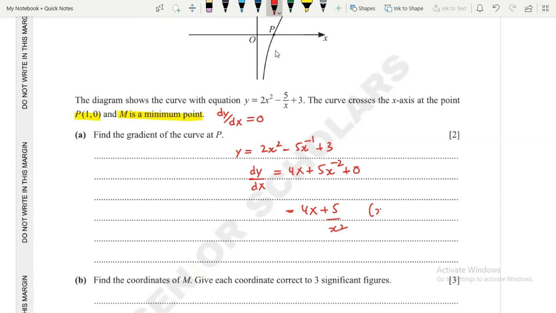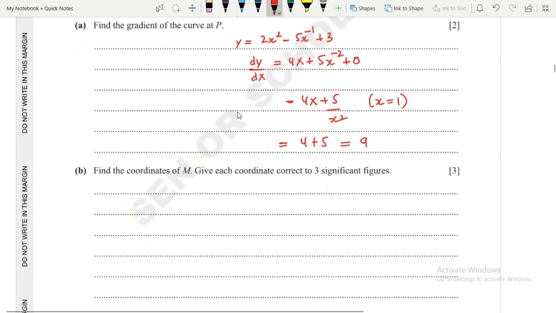Now just plug in the value of x is 1, so this will become 4 plus 5 because 5 over 1 is 5 and 4 into 1 is also 4, so this becomes 9. So our gradient at the point P is 9.